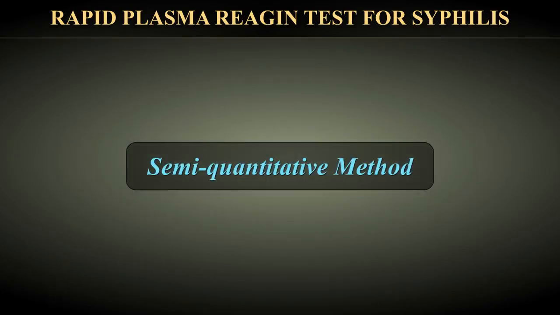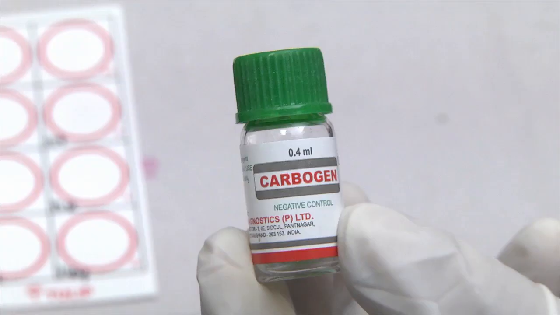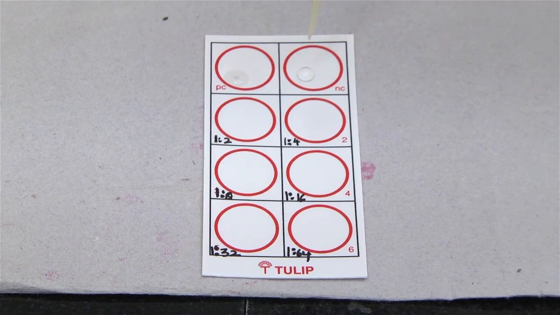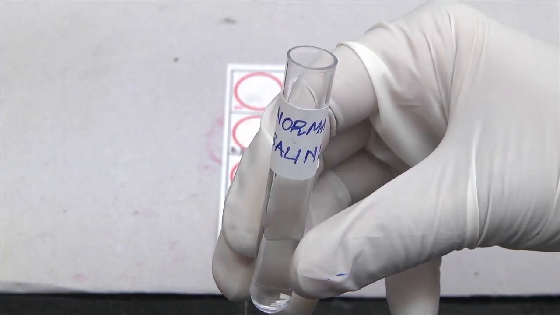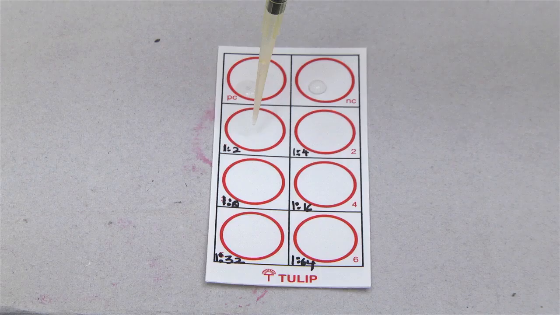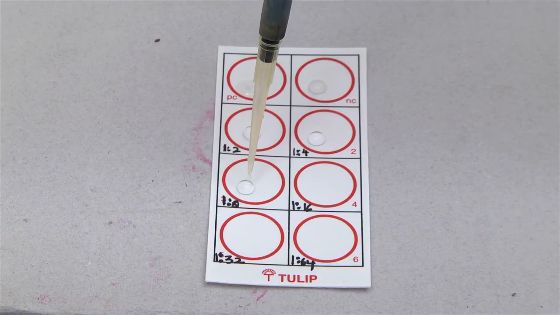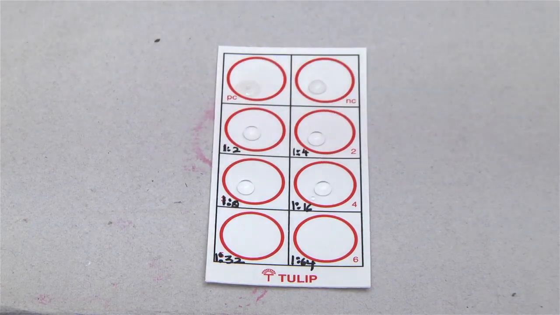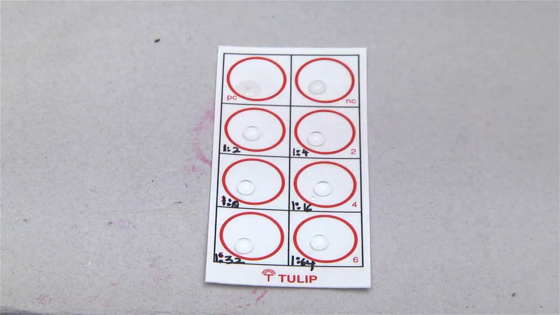Semi-quantitative method. Place 1 drop of positive control and 1 drop of negative control onto their respective circles. Using the isotonic saline, prepare serial dilutions of the test specimen positive in the qualitative method as 1 in 2, 1 in 4, 1 in 8, 1 in 16, 1 in 32, 1 in 64, and so on.